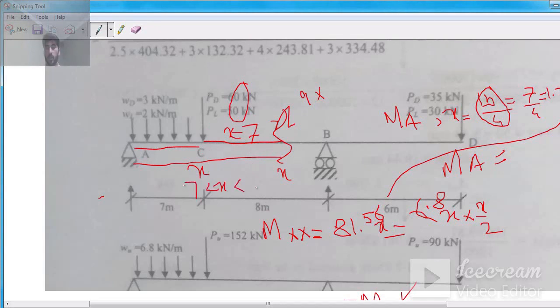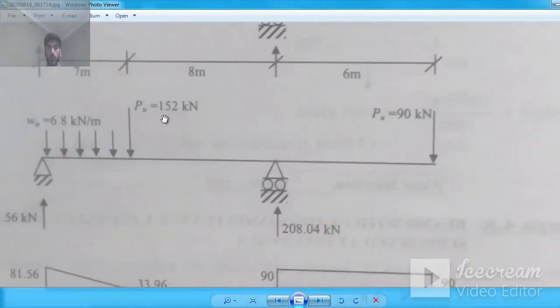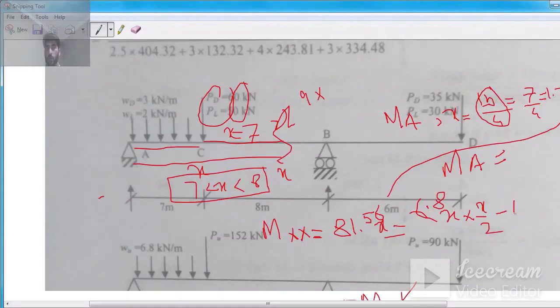Remember, here you have to consider this as a negative direction, so that's why you need to find the factored load. Let me check what the factored load is. I think that is 152. So here you have 152 times (x minus 7), and the limitation of x will be this one. Remember, if they are considering the section from this side, you can consider the section from that side as well. Okay, so what they did, let's see.